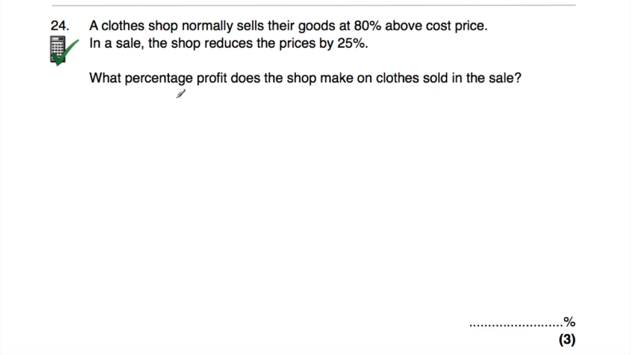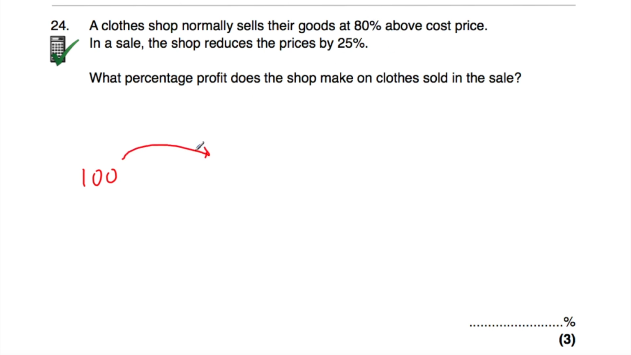So as you can see, this question is a little bit different than the ones we've looked at so far. Now what I'm going to do is pretend we've got an item of clothing, and let's just say the shop buys it for £100. So they buy this piece of clothing, perhaps a jacket, for £100. And normally they sell it for 80% above the cost price.